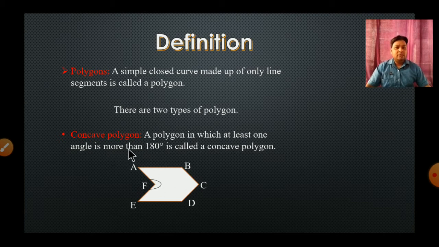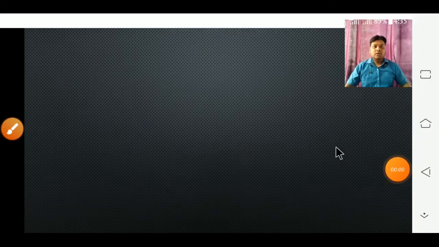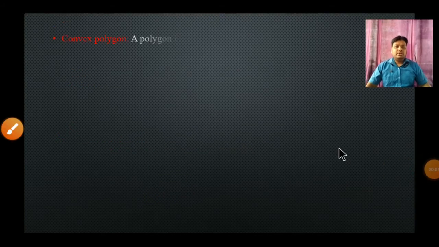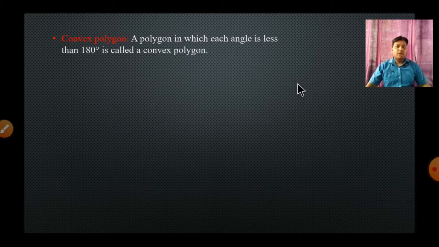Okay, students. Now let's see the other type of polygon. Here you can see the other definition is convex polygon. A polygon in which each angle is less than 180 degrees is called a convex polygon. Previously we discussed that more than 180 degrees is called concave. If less than 180 degrees, it is called a convex polygon.